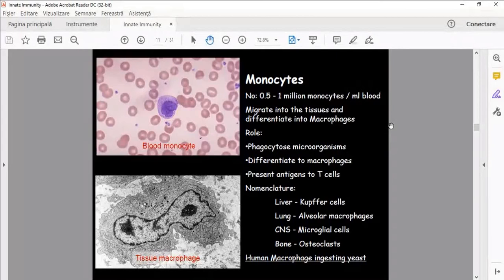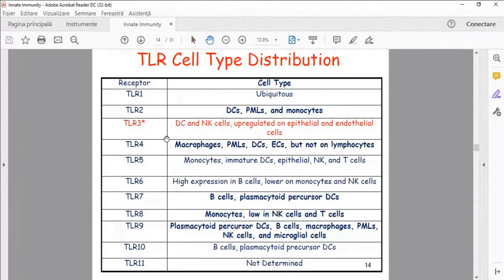For toll-like receptor 3, there are conflicting reports regarding its expression, in particular in leukocyte populations. Some of these reports suggest that toll-like receptor 3 is only expressed on dendritic cells, while others find that it is expressed on NK cells or even T cells. And also these receptors can be upregulated, with increased expression on epithelial and endothelial cells.